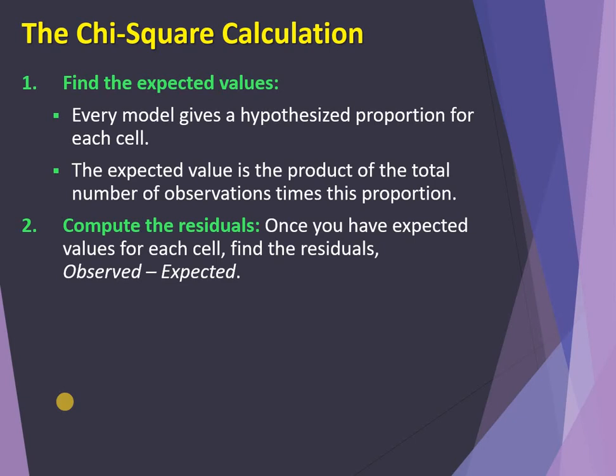Well, when we're talking about residuals here, we're talking about the difference between what I expected to see and what I actually saw. And so if you think about it, when we're talking about test statistics, we said that Z was observed minus expected divided by standard deviation. That top part is the residual. That is the observed minus the expected.